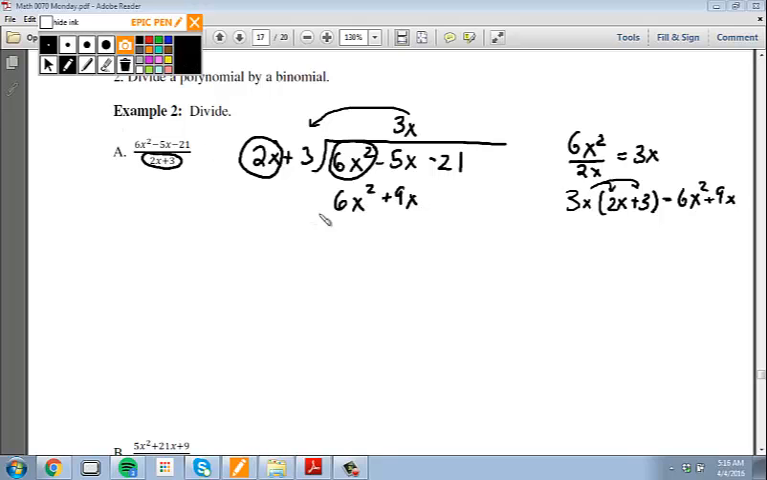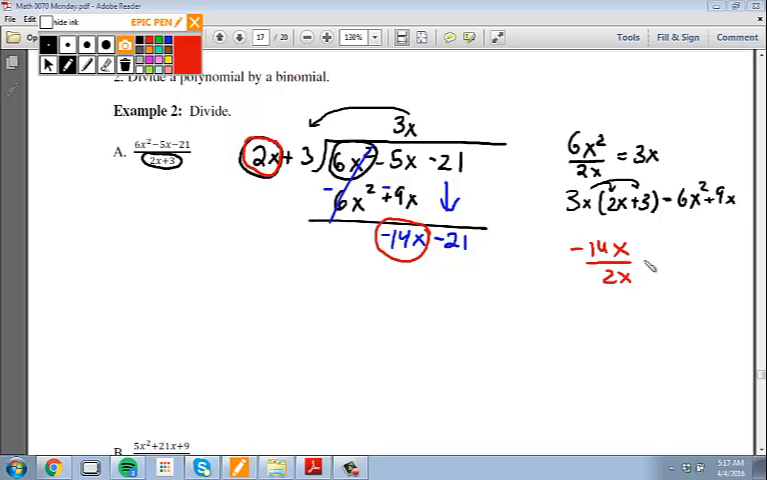But because what I need to do is subtract, I'm going to change both of these signs. So I have 6 minus 6 is 0. And negative 5 minus 9 is actually minus 14. And then bring down the minus 21. And then I start over from the beginning again. I take this minus 14x and this 2x right here. So minus 14x over 2x is equal to negative 7. So minus 7, and then I distribute this times the 2x plus 3.